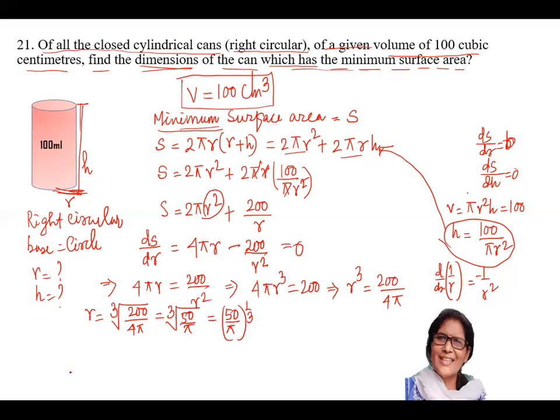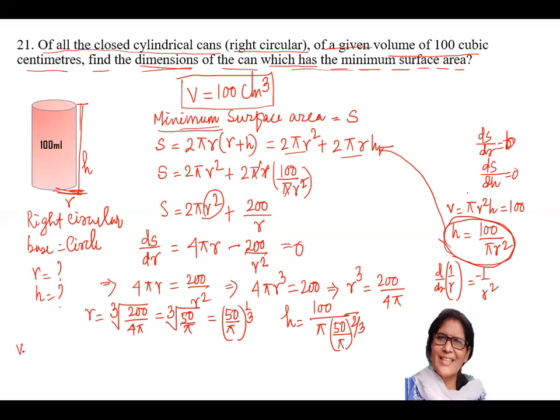This is the radius. Coming to height. What will be the height? Height is equal to, go for height, this height I have written here. It will be 100 by pi into r square. So it will be 50 by pi to the power 2 by 3, because I am making the square. You can simplify and get the result. It will be pi to the power 2 by 3. So this is h.